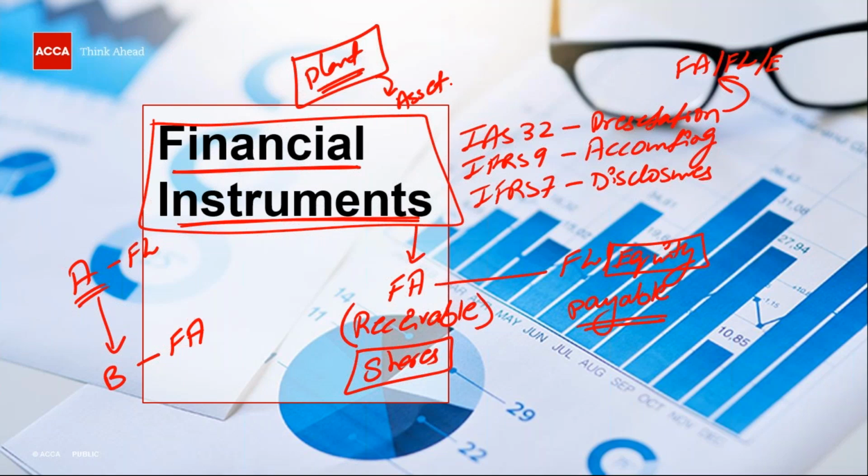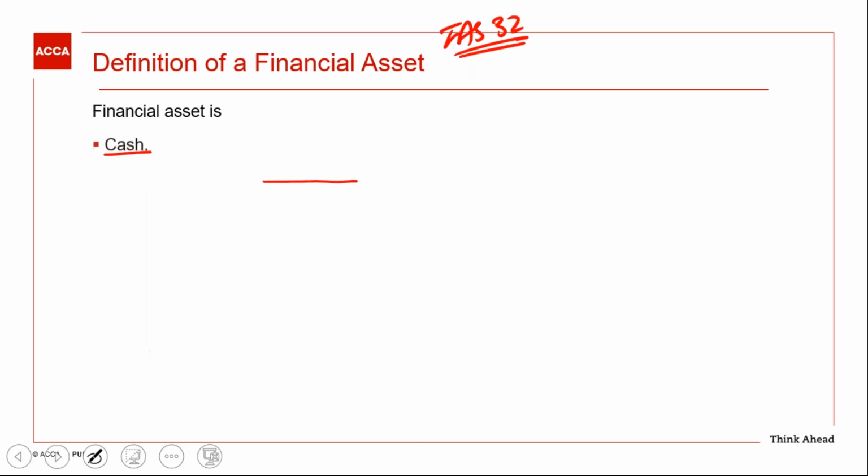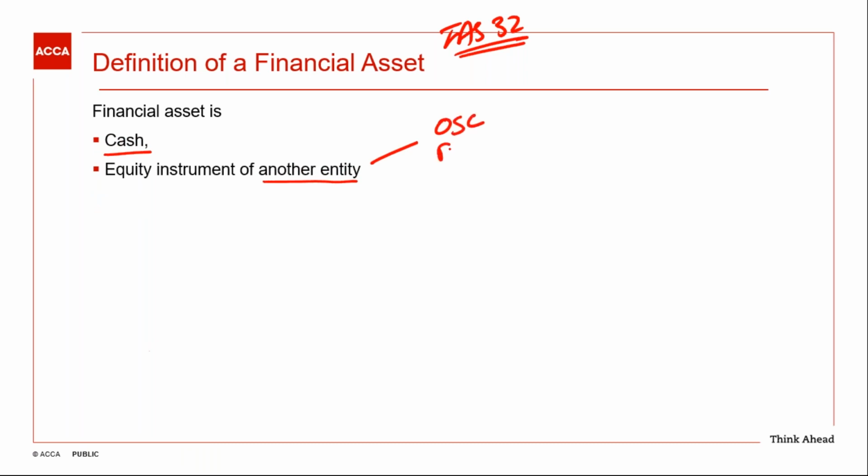Okay, so now let's get back to the definition of the financial asset. So a financial asset is cash, or an equity instrument of another entity, which means ordinary share capital or irredeemable preference share capital of another entity.